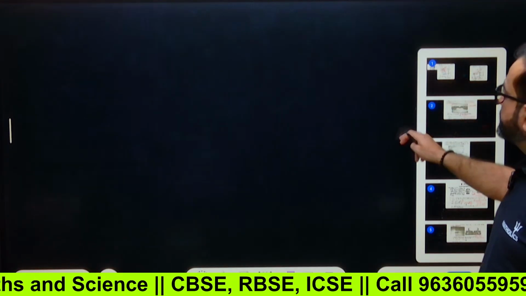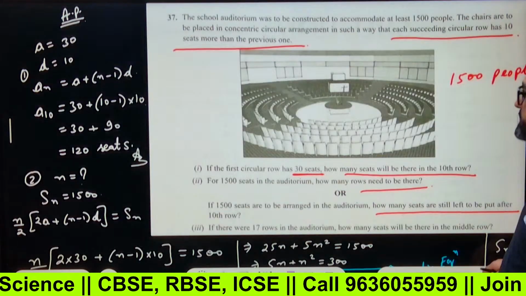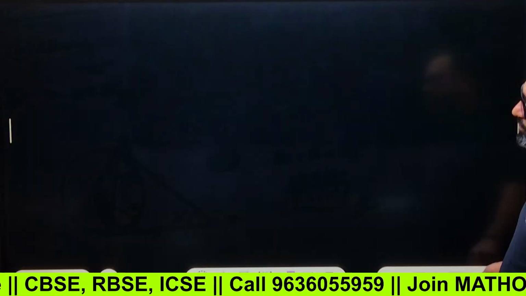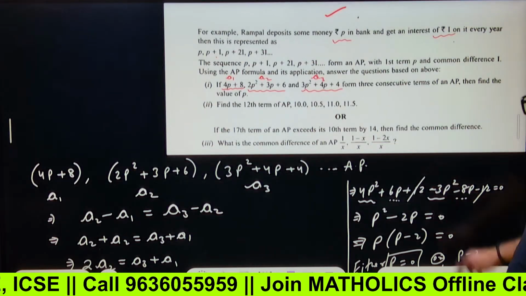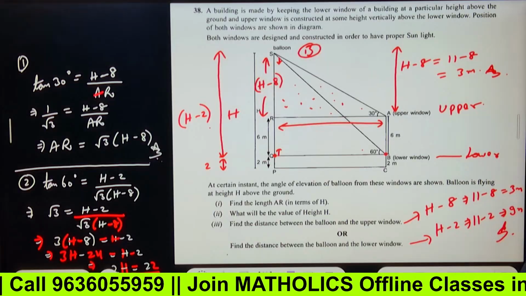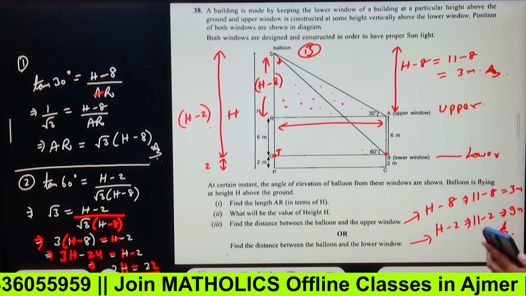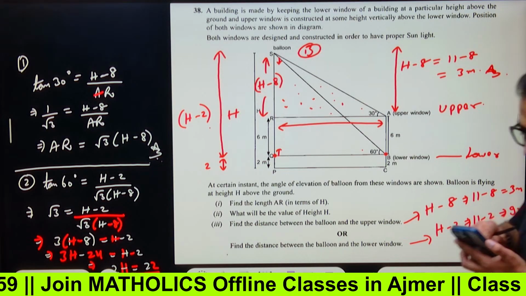Just look, right? These are 9 questions. This is first, second, third, fourth, fifth, sixth, seventh, eighth. We have already done these, and this is the 9th question. This is from the chapter Applications of Trigonometry. This is the last question.